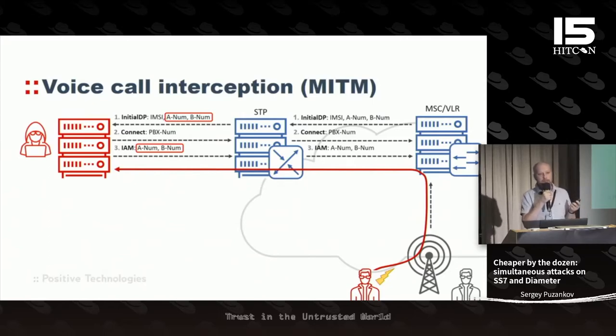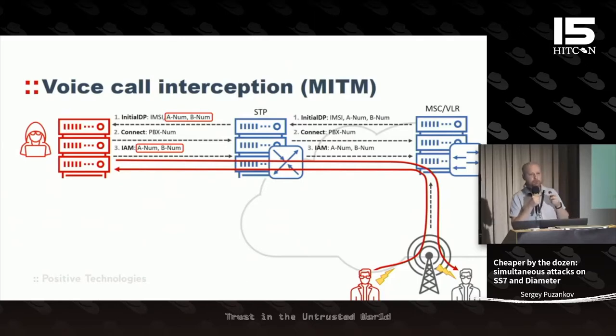When this signaling message comes to the MSC, a new call is initiated to the second subscriber. These two subscribers are able to communicate. And moreover, the second subscriber sees the real number of the calling subscriber. But all voice traffic, open voice traffic, goes through the intruder's equipment.